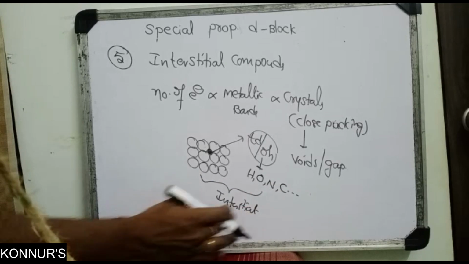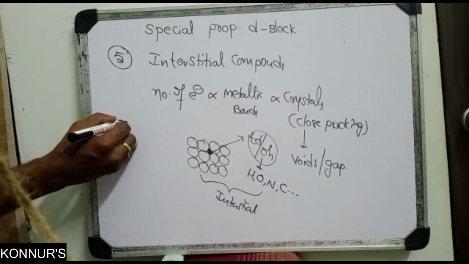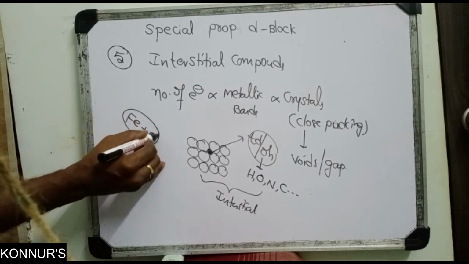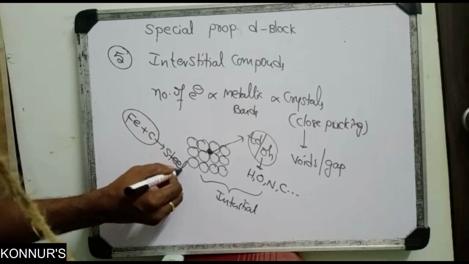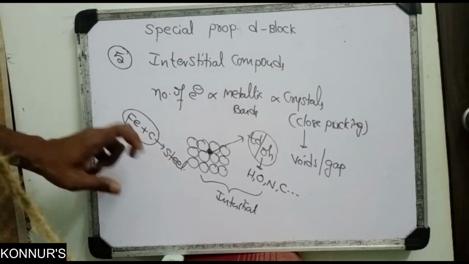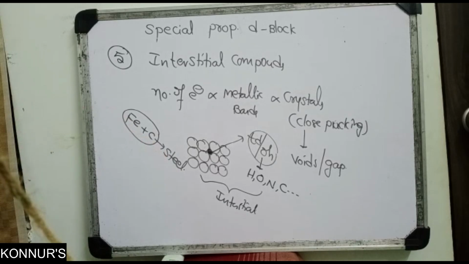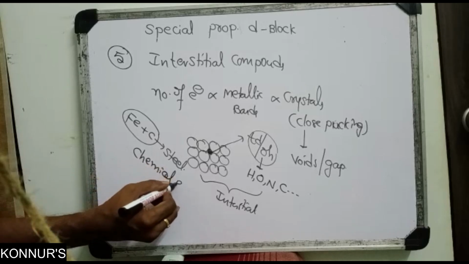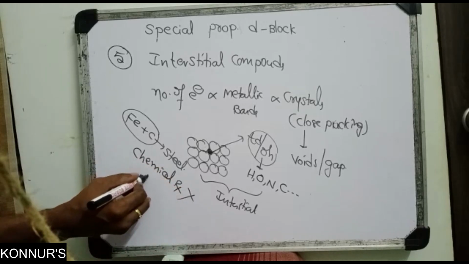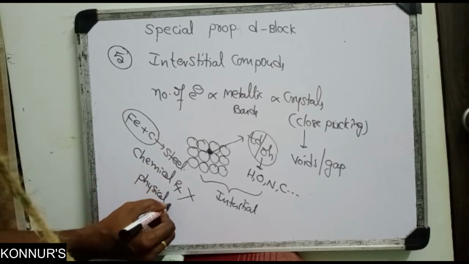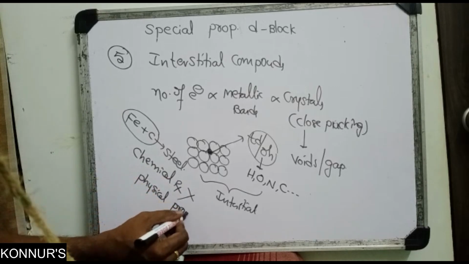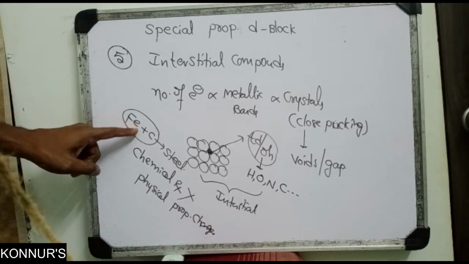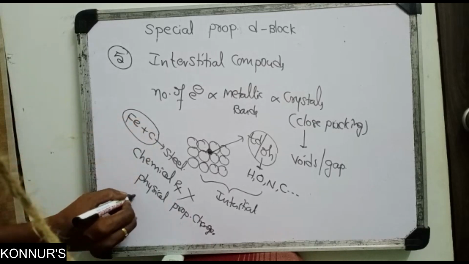So what is the best example of interstitial compounds? You take iron, which rusts easily. Suppose carbon occupies the gaps, then it becomes steel. It is not going to rust, and strength also increases. That means in interstitial compounds no chemical reactions take place. Only physical properties change, so compared to the previous, their strength increases.